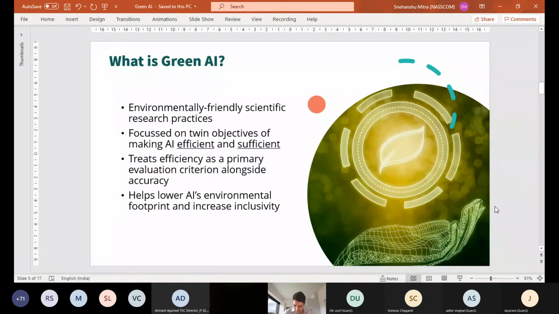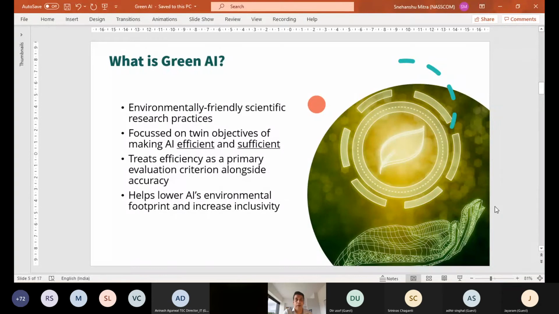What is green AI? With this background, it might be interesting to understand it in 3 or 4 steps. One is at a very high level, we are looking at an environmentally friendly set of practices in scientific research, very, very important. The second point is very important, that you're not only looking at the efficiency, but also the sufficiency as to how much more should I want to do towards getting those incremental results around model accuracy. So efficiency is one and sufficiency is another. How do I balance the needs of both these aspects?